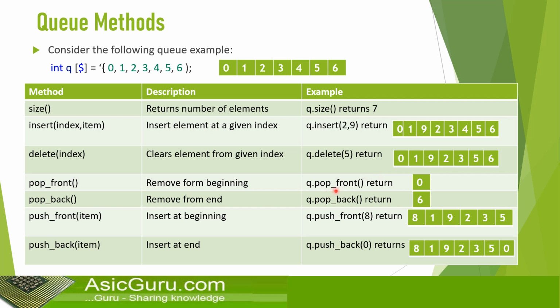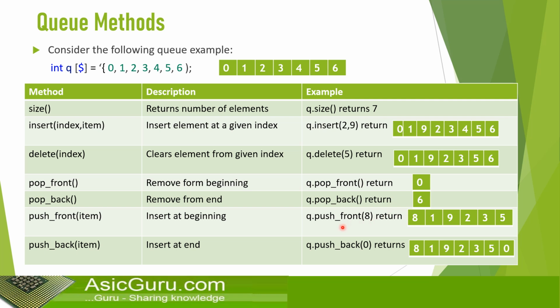Next, we have a pop front method which would remove the element from the front of the queue. So the front of the queue is 0, so it would return 0. Similarly, we have a pop back method which removes the element from the end. So the element at the end is 6, so it would return 6.